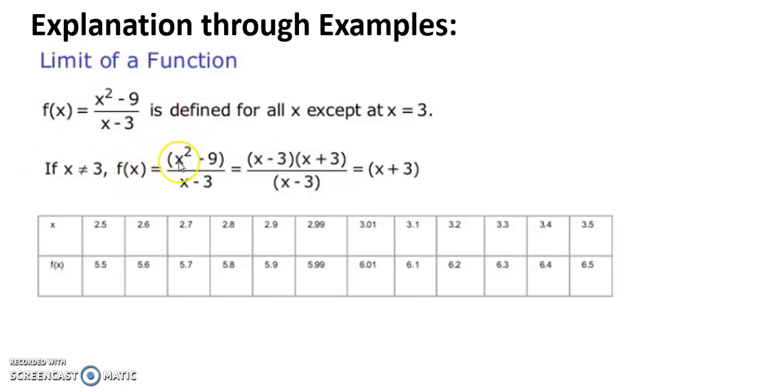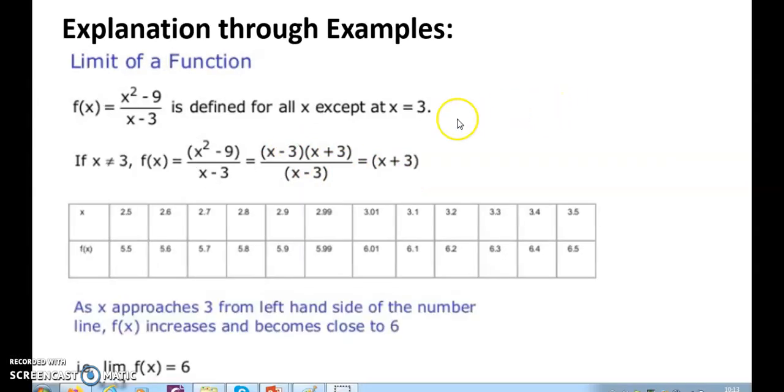You can expand this numerator expression, that is x square minus 9, and you can write it as x minus 3 times x plus 3 using a formula. Then you can simplify it. These two terms will be cancelled, and your final answer for this will be x plus 3. Now if you put the value of x as 3 in this function, your output will be 6.